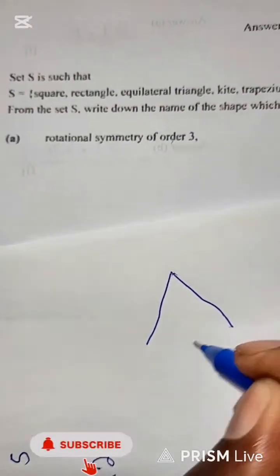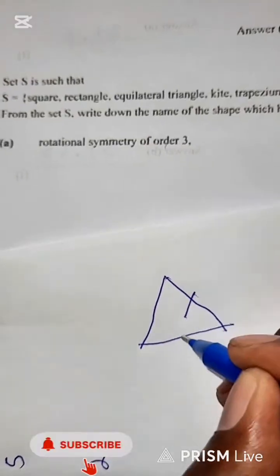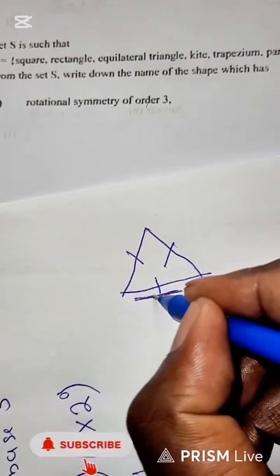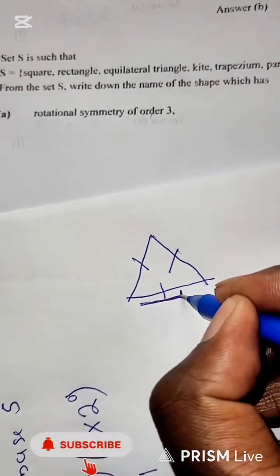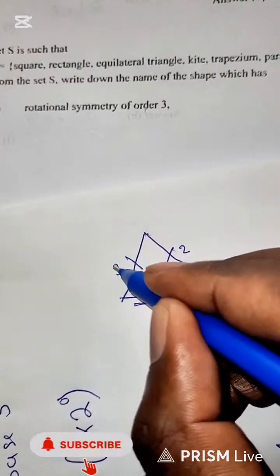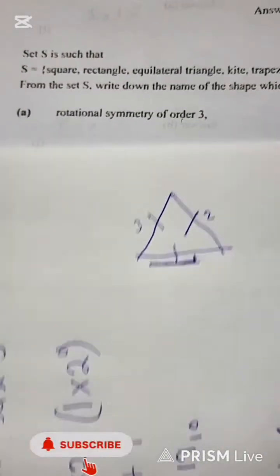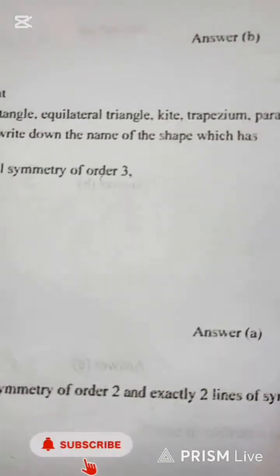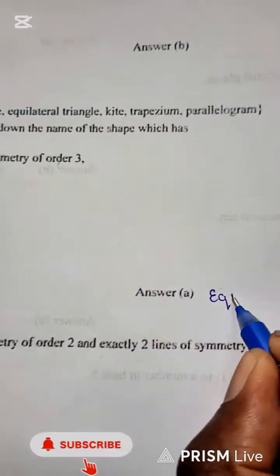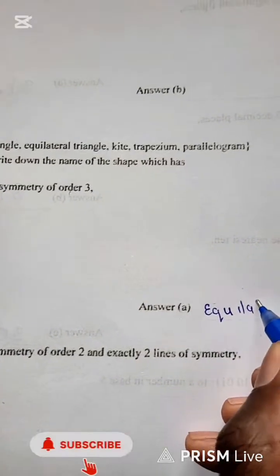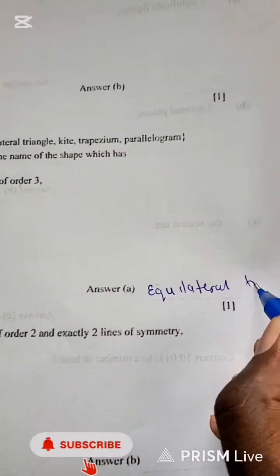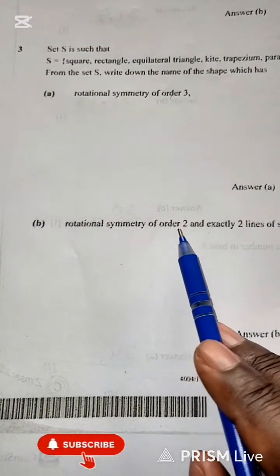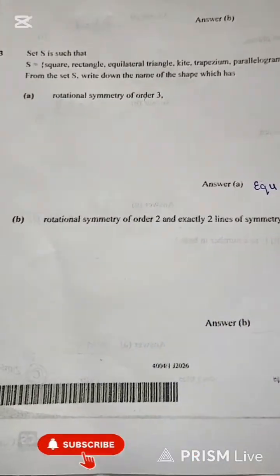An equilateral triangle is a triangle like this, with all sides equal. So if we rotate it from this point and spin it, it spins how many times? 1, 2, and 3. That's what we call rotational symmetry of order 3. So it's an equilateral triangle. Then you write equilateral triangle. Okay. Then the other one, rotational symmetry of order 2, and exactly 2 lines of symmetry.